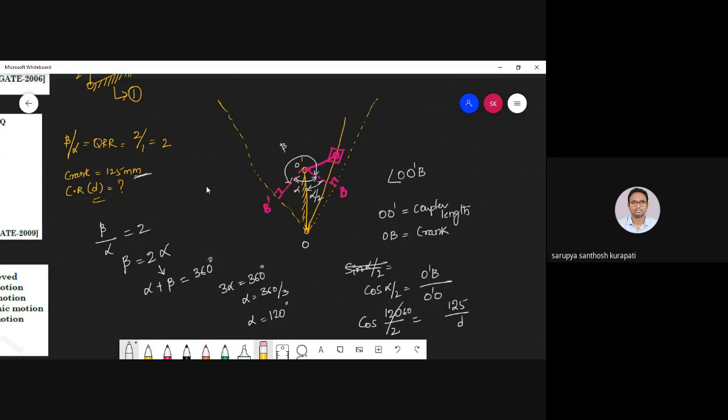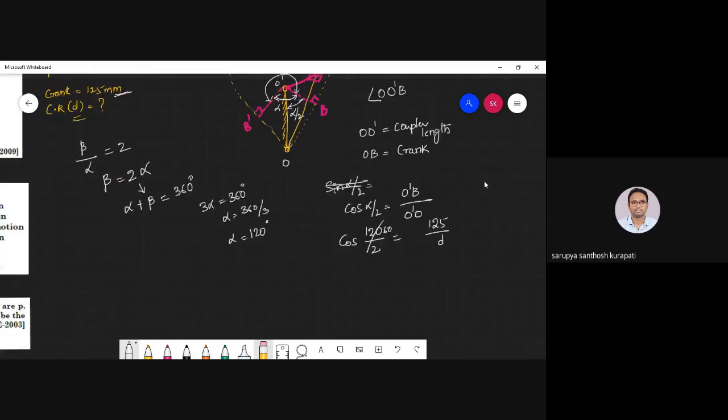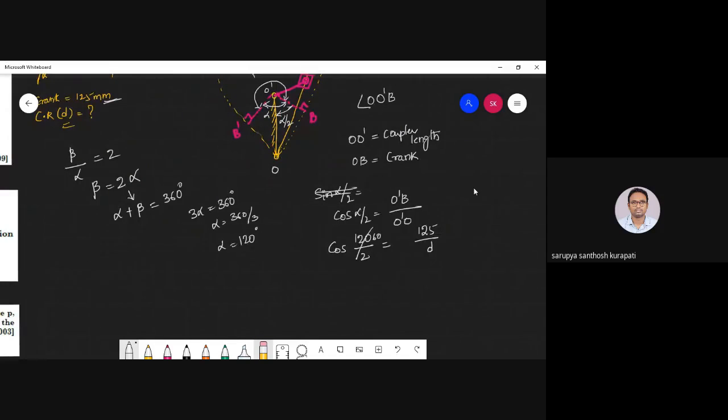So what is the value of cos 60? Root 3 by 2. Which is equal to 125 divided by D. So D is equal to 125 into sin 2 30 divided by root 3. What is the value you're going to get?